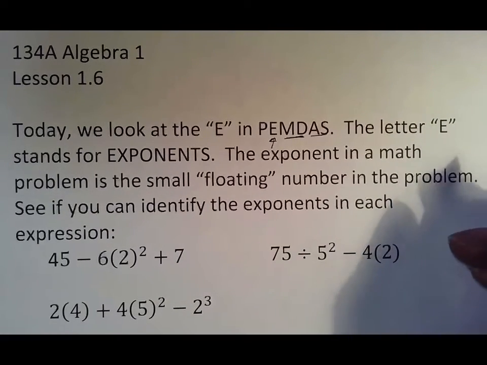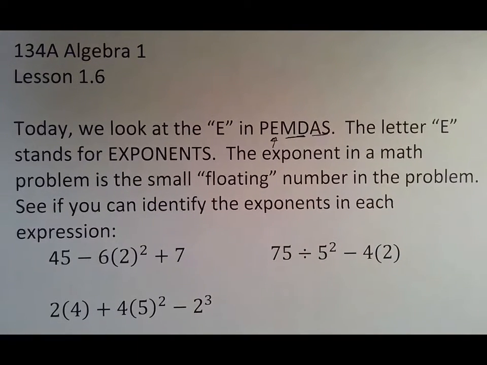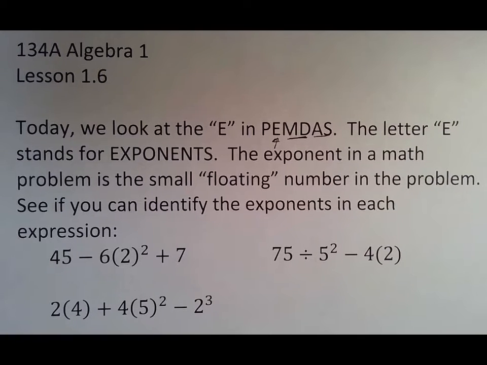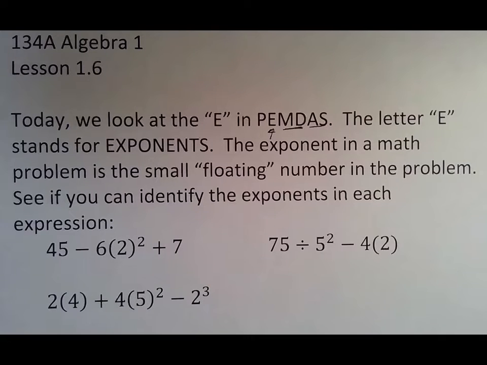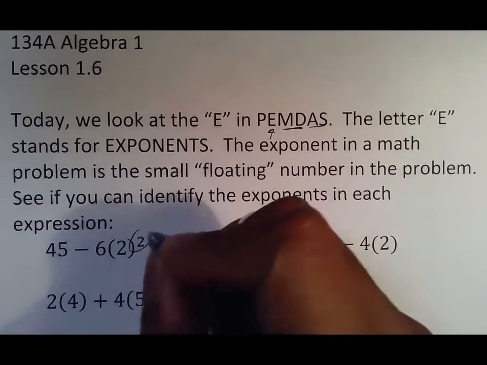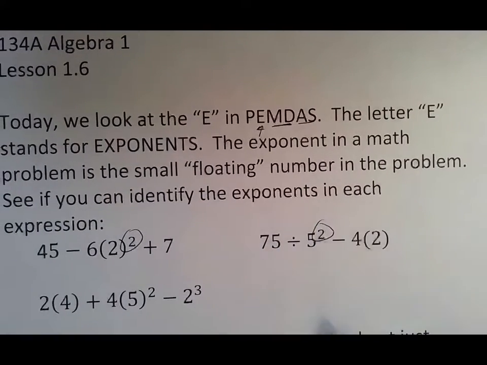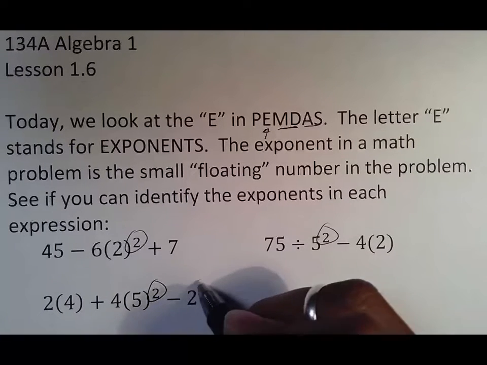The letter E stands for exponent. The exponent in a math problem is a small floating number in the problem, so you can identify it easily. It's not even hard to see. If you look at these three expressions, see if you can identify the small floating numbers, or the exponents. Even though I'm talking while you're doing it, it's pretty easy to see because they stand out. For example, there's one, there's one, there's one, and there's one.